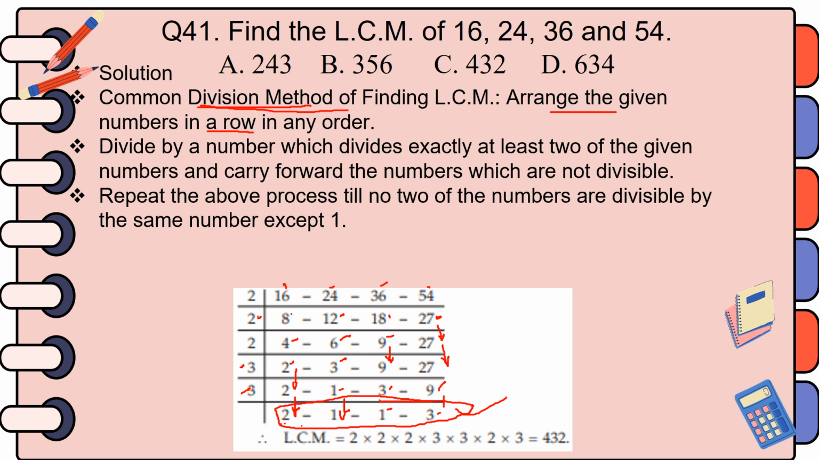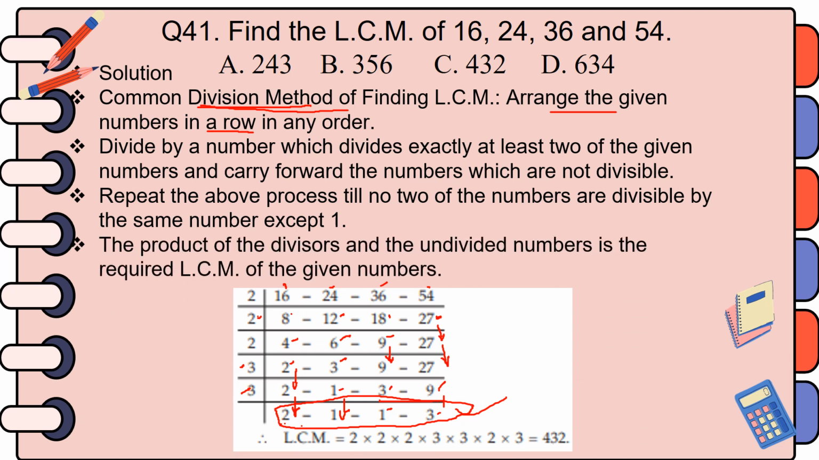So simply, to get the LCM of these numbers, what you have to do is find the product of the divisors. We have the divisors here, starting from the beginning up to the last one. Find the product of the divisors and the undivided numbers. Multiply the divisors along with the undivided numbers. In that way, you can get the LCM of the numbers.